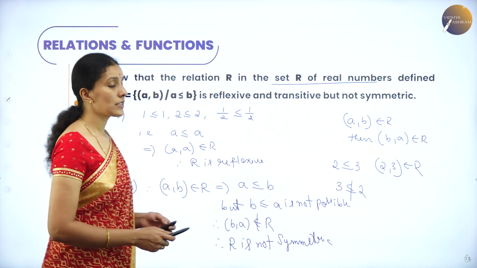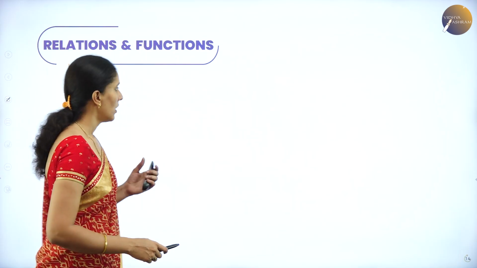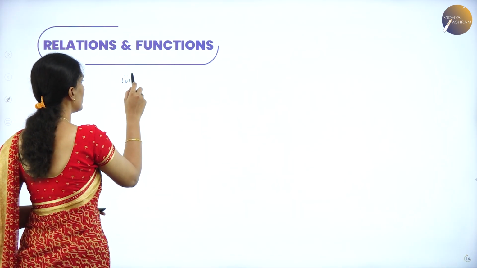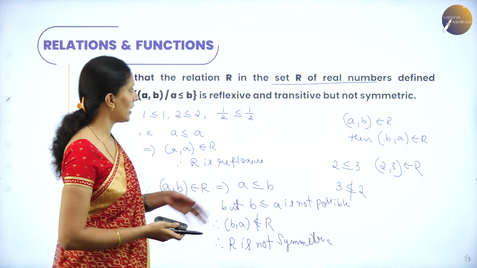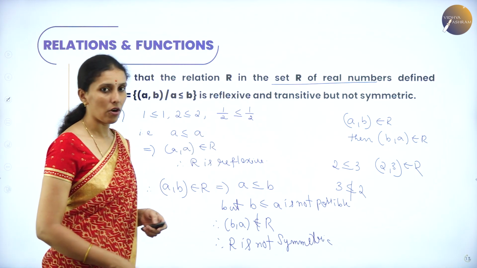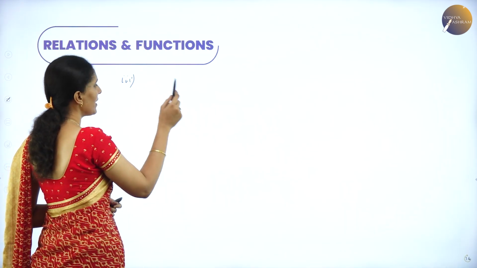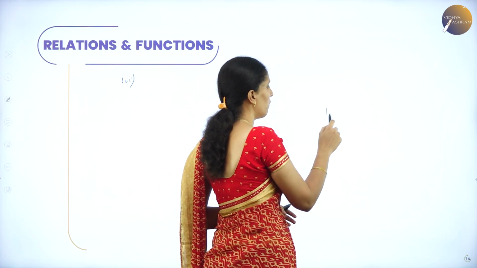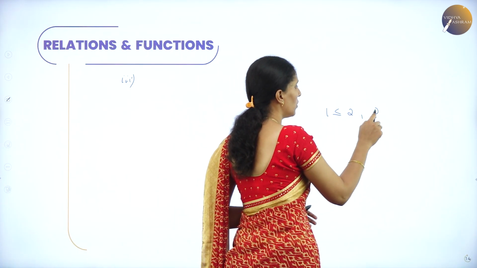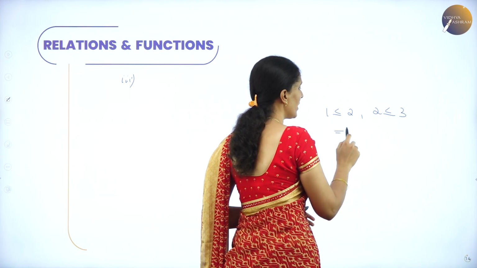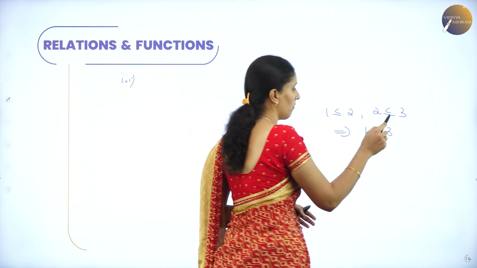Now, given it is a set of real numbers. Now, let us show whether it is transitive or not. We have to show that it is transitive but not symmetric. So here, if I say any real numbers, 1 is less than or equal to 2, 2 is less than or equal to 3, then obviously I can write 1 is less than or equal to 3.